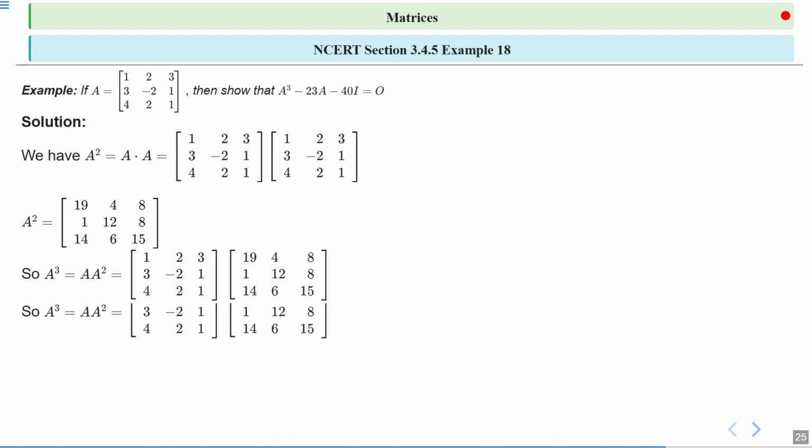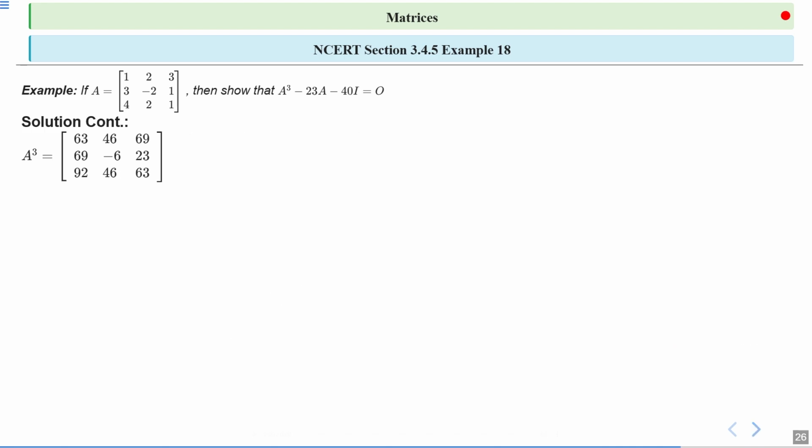Now A cube is basically A into A squared, which is equal to [1 2 3; 3 -2 1; 4 2 1] into [19 4 8; 1 12 8; 14 6 15]. Clear? Hope it's clear to all till here.